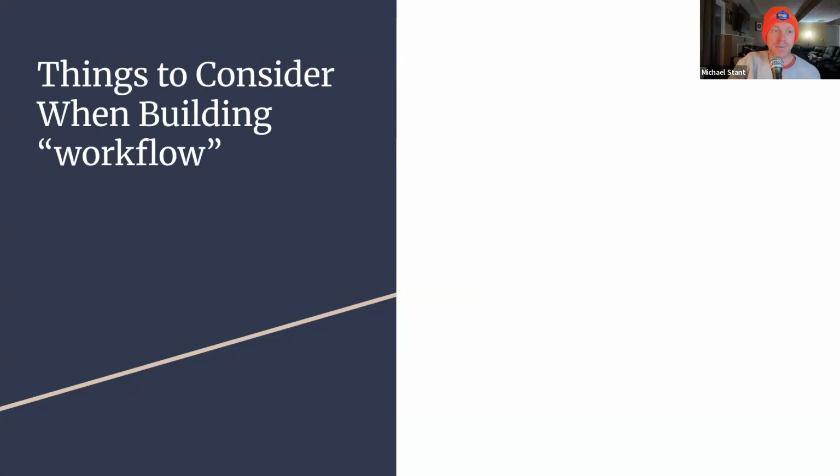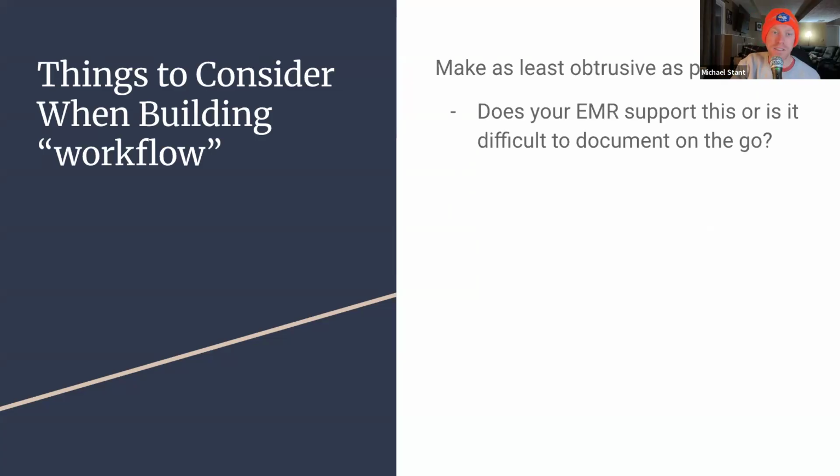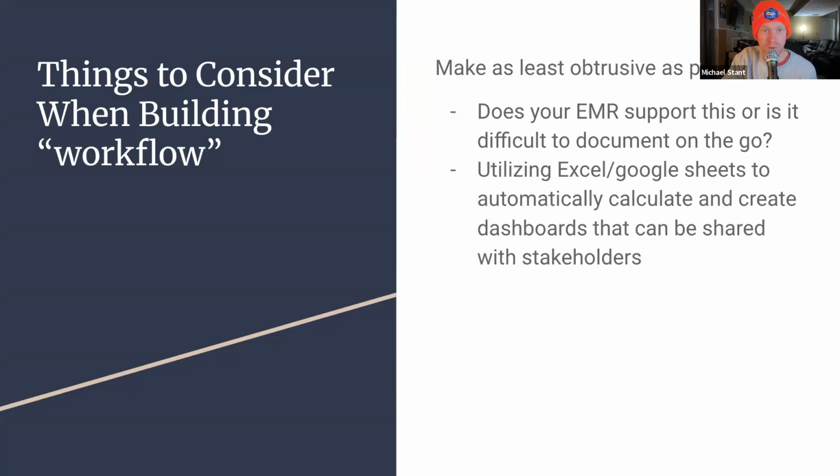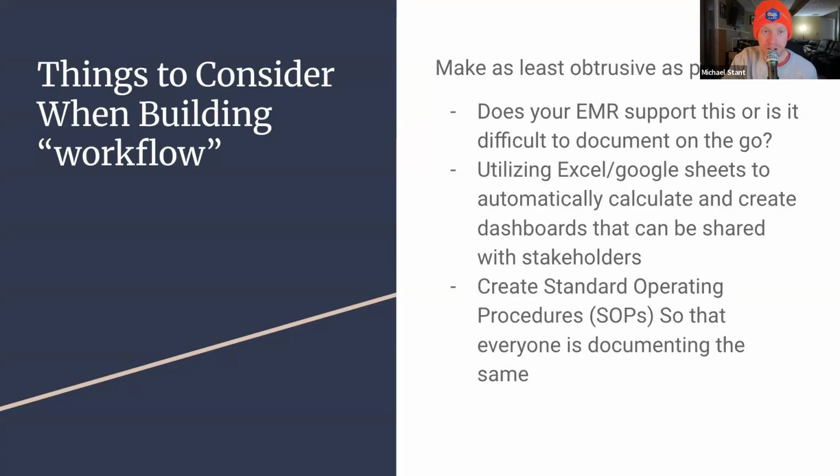Okay, so things to consider. Make it as unobtrusive as possible. If your EMR makes it very difficult to document on the go, that's kind of what mine is. We have ATS. It's difficult to document on the go for us, so that's why we at Baltimore City utilize Google Forms. Utilize your Excel or Google Sheets to automatically calculate and create dashboards. There's a way to really automate this process. And then the biggest thing, especially if it's department wide, I'm not the overseeing athletic trainer at Baltimore City. I'm just one at a high school.